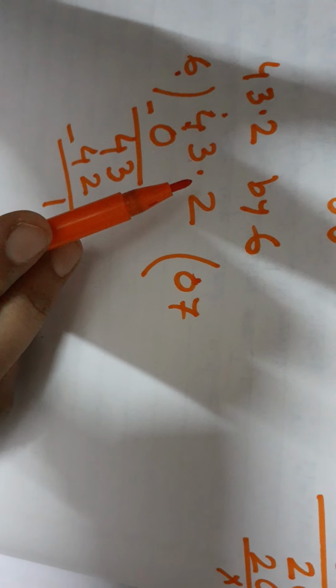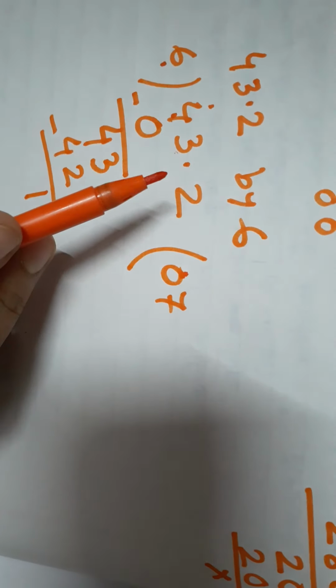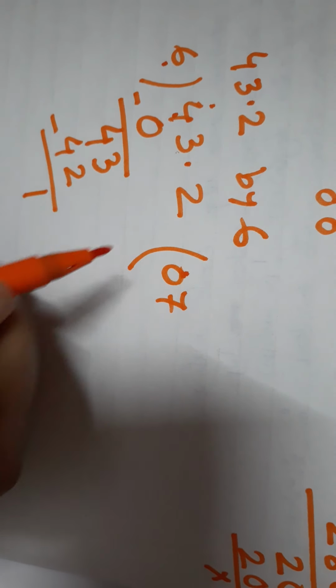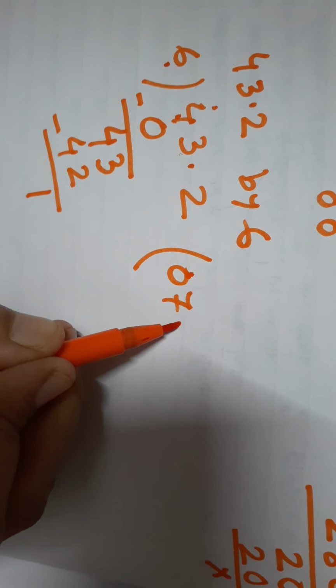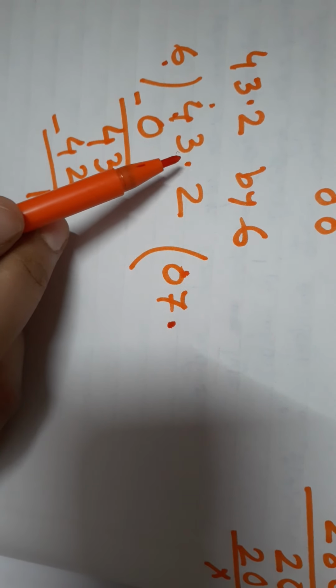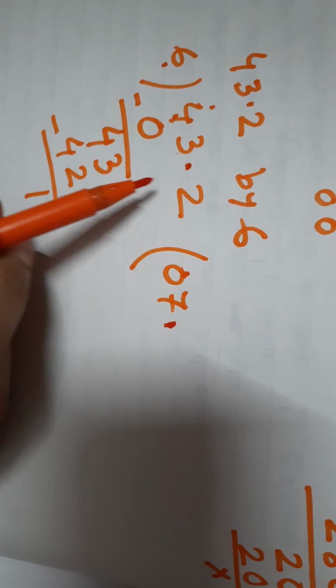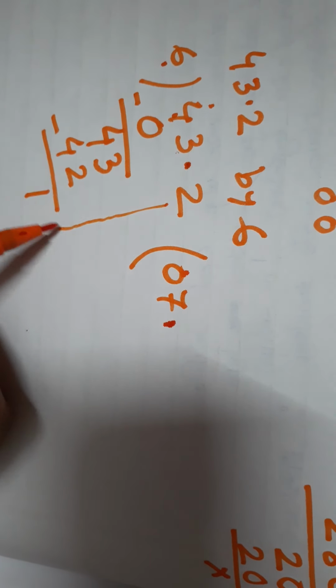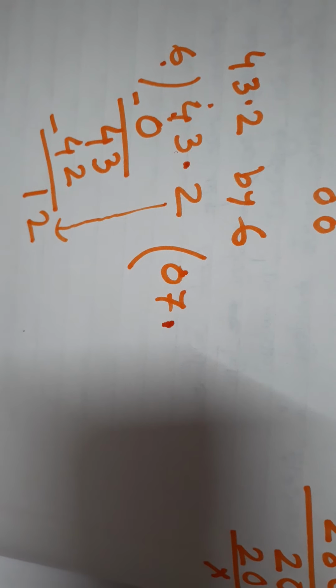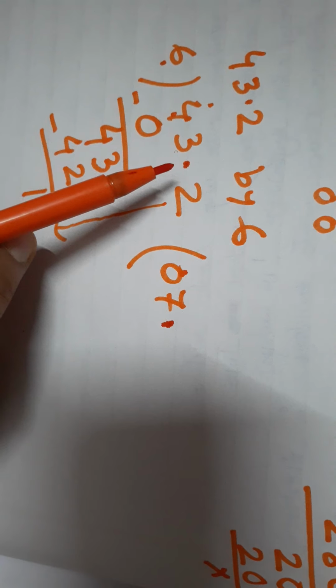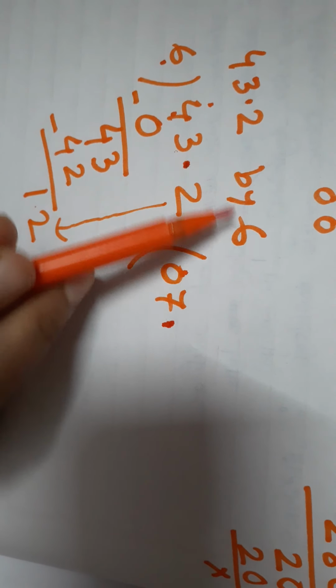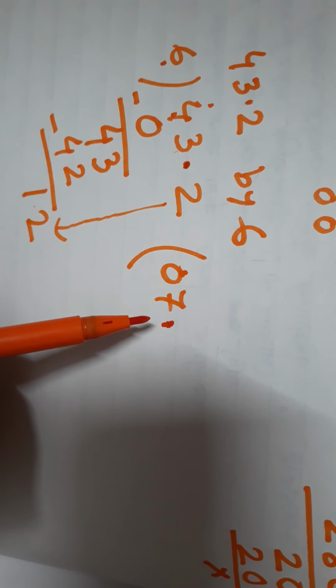Now you can see the decimal point is present over here. So this decimal point will shift from here to the quotient, and then only this 2 can come down and sit here. This decimal point will not come down during the division. This you have to remember. When we are dividing any decimal number, this decimal point will shift to the quotient. This one you have to remember.